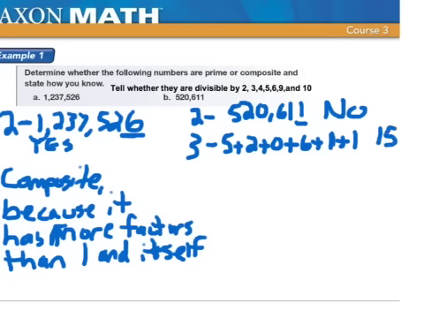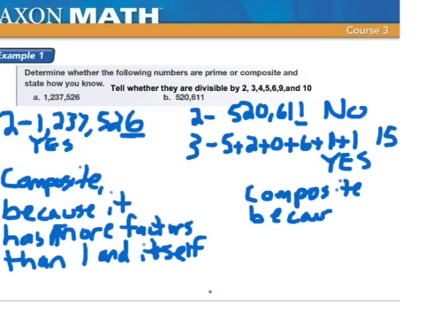Is 15 divisible by 3? Well, 15 divided by 3 is 5. So yes, it is divisible by 3. That means if I took 520,611, I should be able to divide that by 3. 3 would go into it evenly, because all of these digits add up to 15. Again, 5 plus 2 is 7, plus 0 is 7, plus 6 is 13, plus 1 is 14, plus 1 is 15. So I know that this number is composite because it has more factors than 1 and itself.